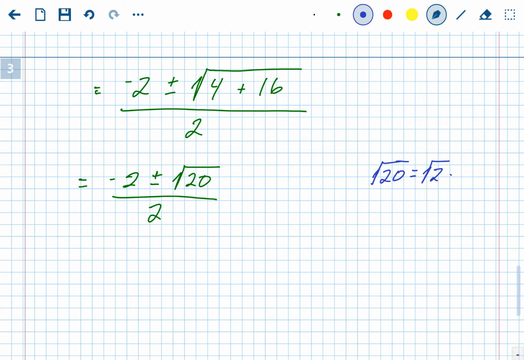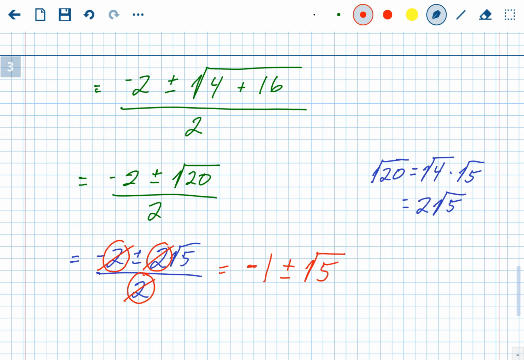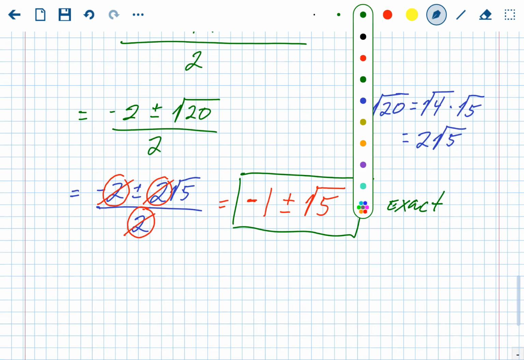You could rewrite the square root of 20 as the square root of 4 times the square root of 5. Now the square root of 4 is 2, the square root of 5 is square root of 5. So it simplifies to 2 square root of 5. Now you can cross off those 2's, because each term has a 2 on top, and you got the 2 on the bottom. So there's a 1 out front, that value doesn't go away. So you got negative 1 plus or minus the square root of 5. That is your exact form answer.